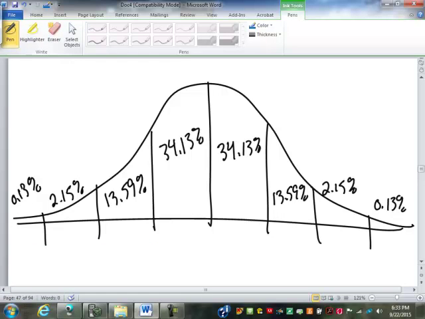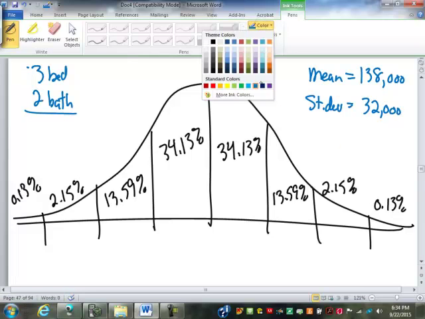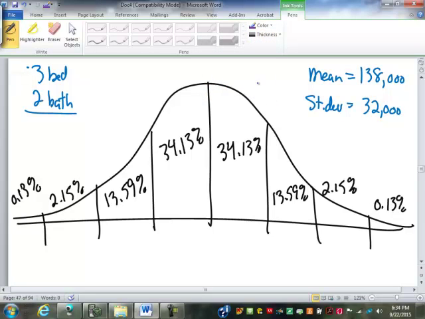Let's say that you decide you're going to move and you want to buy a 3-bedroom, 2-bathroom house. And you look at the area that you're looking to buy in. The mean cost of a 3-bedroom, 2-bathroom house is $138,000, with a standard deviation of about $32,000. So what's that telling us? That's telling us that the center of this curve is 138,000. I'm going to leave the zeros off and just put 138 there.